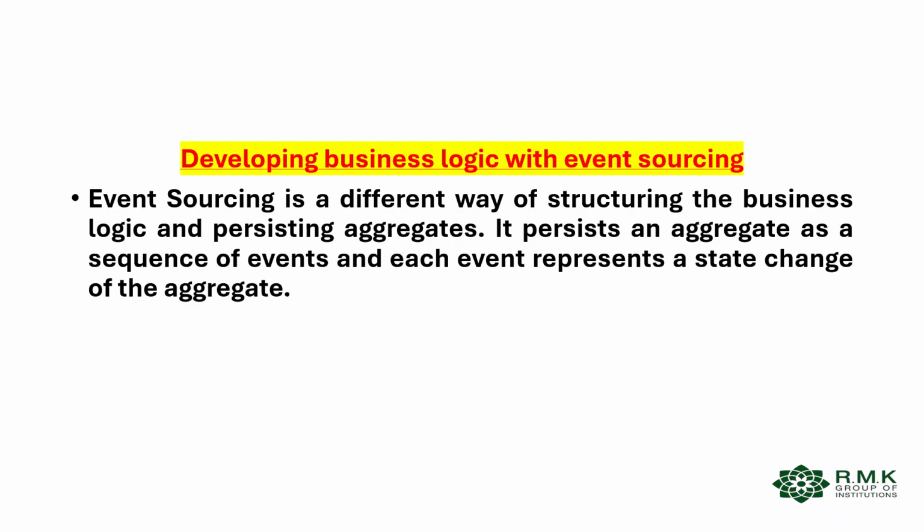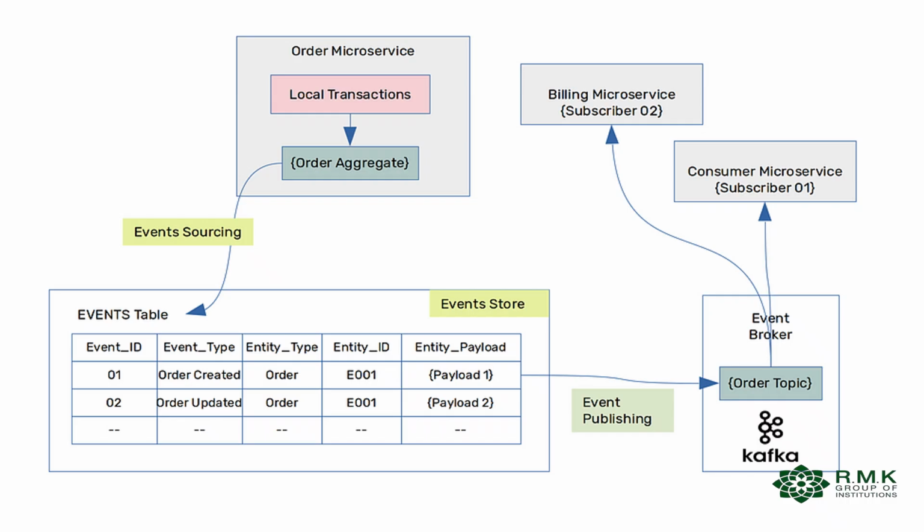Next, developing the business logic with event sourcing. Event sourcing is a different way of structuring the business logic and persisting the aggregates. It persists an aggregate as a sequence of events, and each event represents a state change. Coming to the order service, a local transaction of an order aggregate with event sourcing generates event tables: event ID, event type, and event payload. After event publishing through an event store, it moves to the order topic, the event broker, then the billing microservice architecture and the consumer microservice architecture.